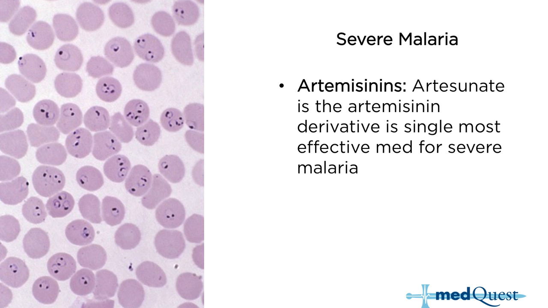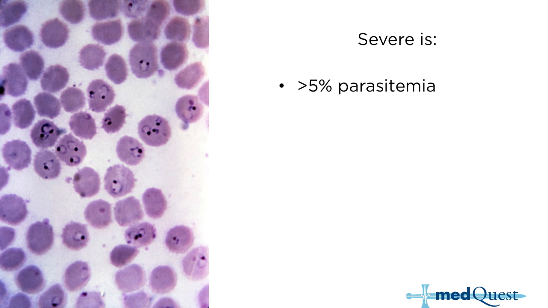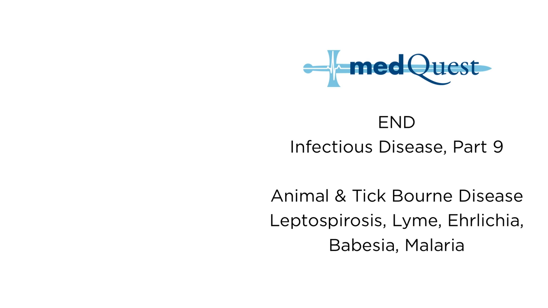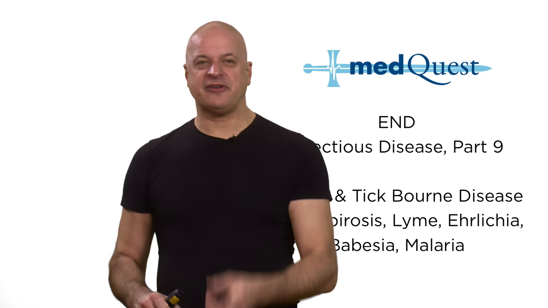Severe malaria means artemisinins, which is to say artesunate, as the single most effective thing. It's better than quinine and doxycycline. What do we mean by severe? By severe, we mean that you have a super high level of parasitemia, greater than 5% parasites. The free hemoglobin damages your kidney and you get renal insufficiency. Metabolic acidosis, hypoglycemia, and people who have neurological cerebral malaria. That's how we know severe. What does severe mean? High parasite levels or brain and kidney abnormalities.